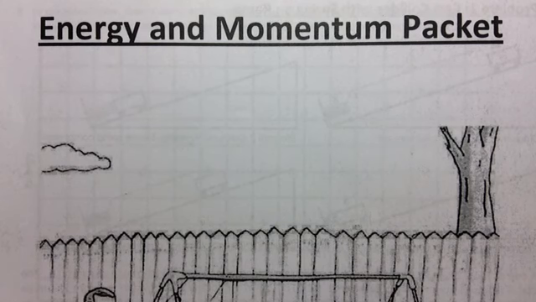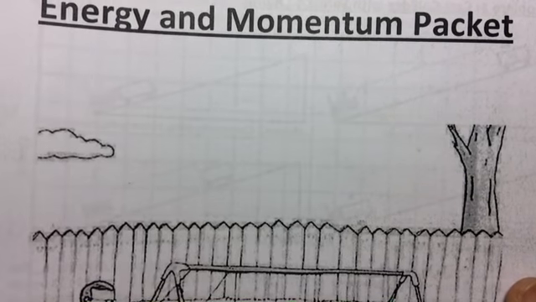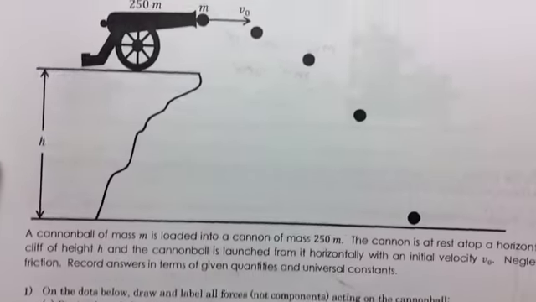Okay, here we are, energy and momentum packet. This is problem number 5, the cannon on a cliff. So back in the very back, we got this problem.